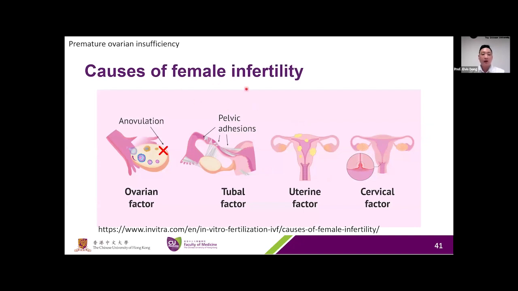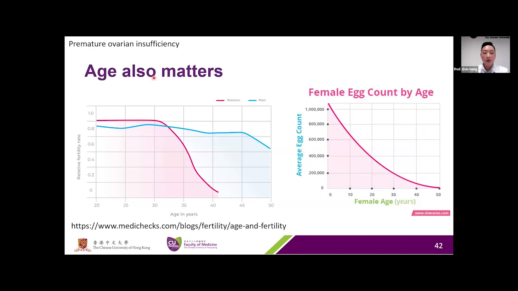As we all know, the causes of female infertility are quite diverse and heterogeneous, and sometimes quite related to age. We can see these two figures. For men, the relative fertility rate does not change significantly with age, but for women, we do see a significant drop after 30 years old. Also, the female egg count significantly decreases as age increases.